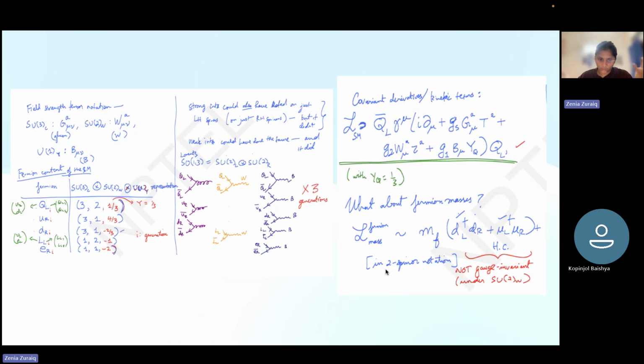But we know from our experience that electrons have mass. Neutrinos don't have mass, but quarks have masses, even if they are small. So how do we bring that mass about in our theory?